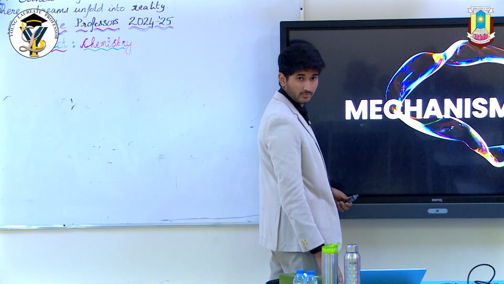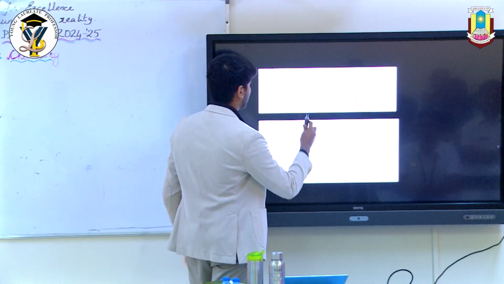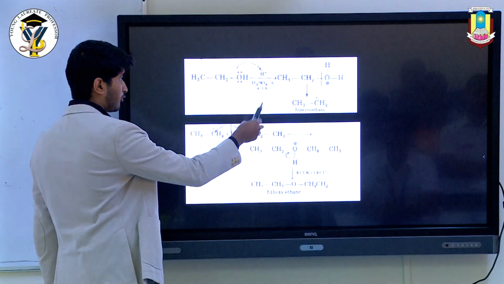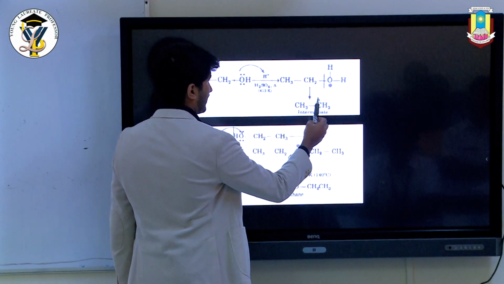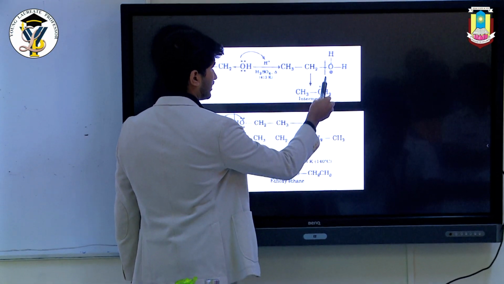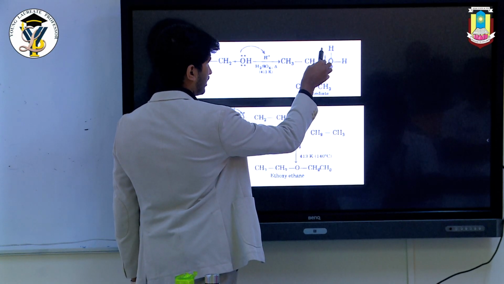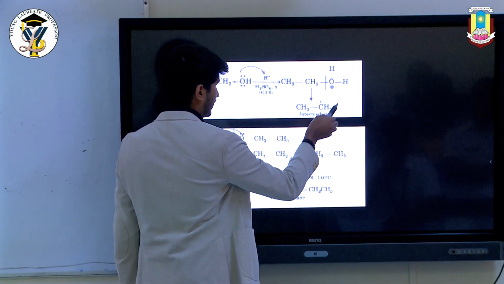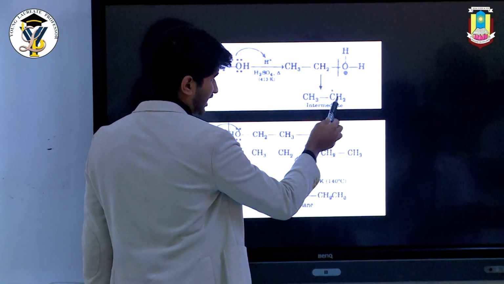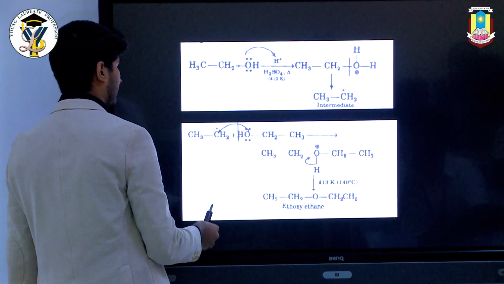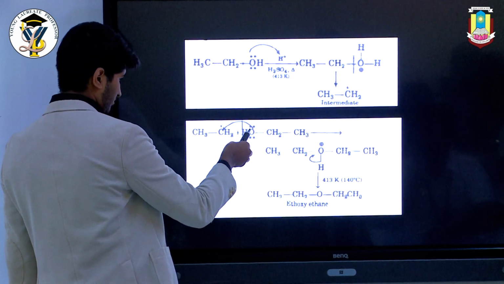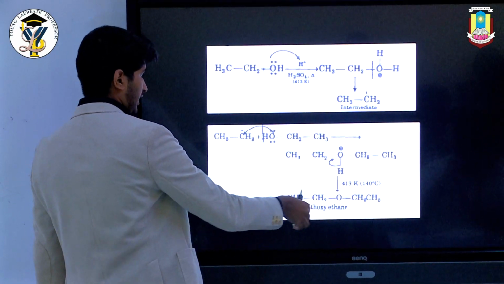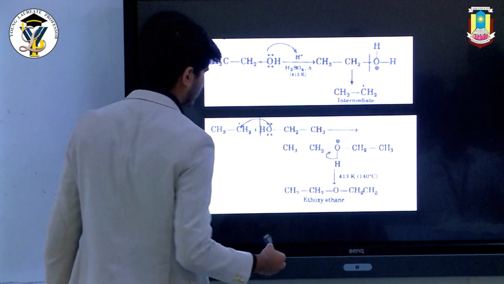The mechanism is there's an attack of the ethanol molecule on H plus in presence of H2SO4 at 413 Kelvin, and then this intermediate is formed in which the bond between the C and O is broken to liberate an H2O molecule, and then we get CH3CH2 plus, which is the carbocation. Then the lone pair on the oxygen of another ethanol attacks the carbocation, and there is a rearrangement to get ethoxyethane.